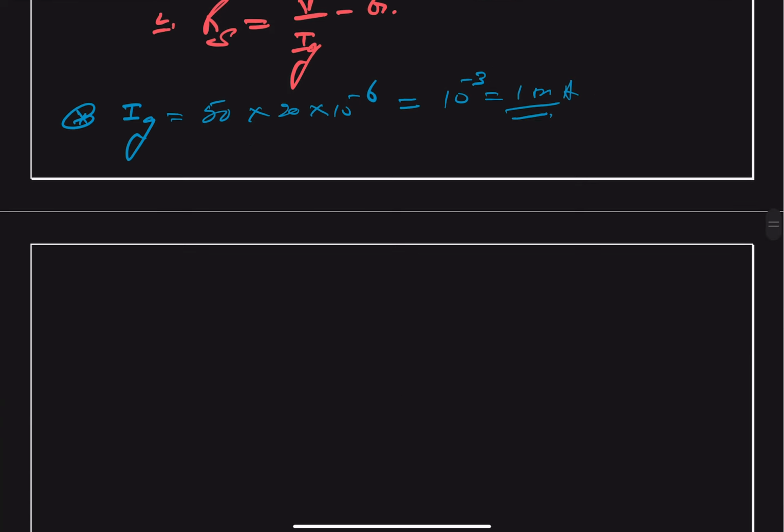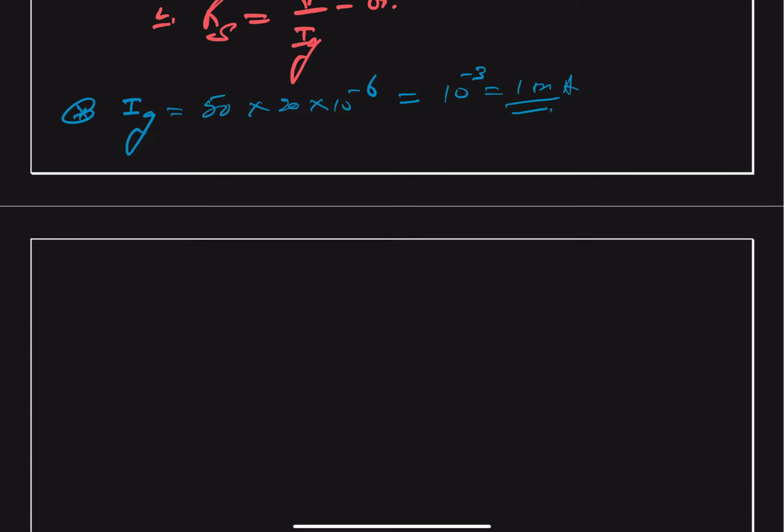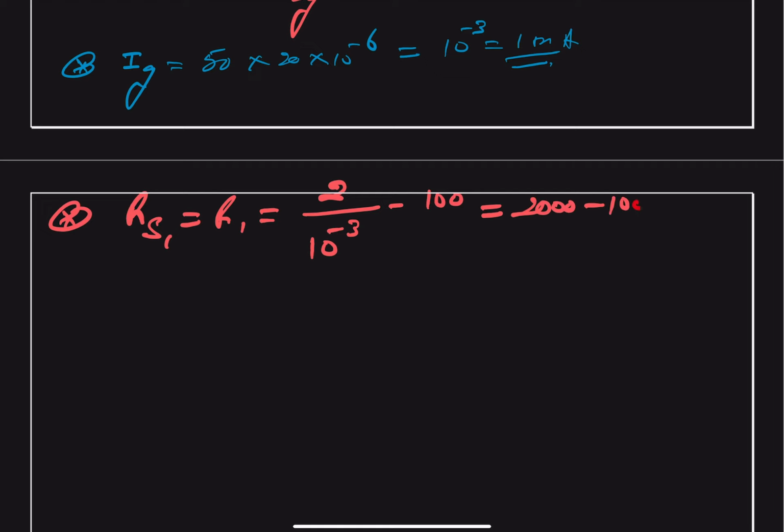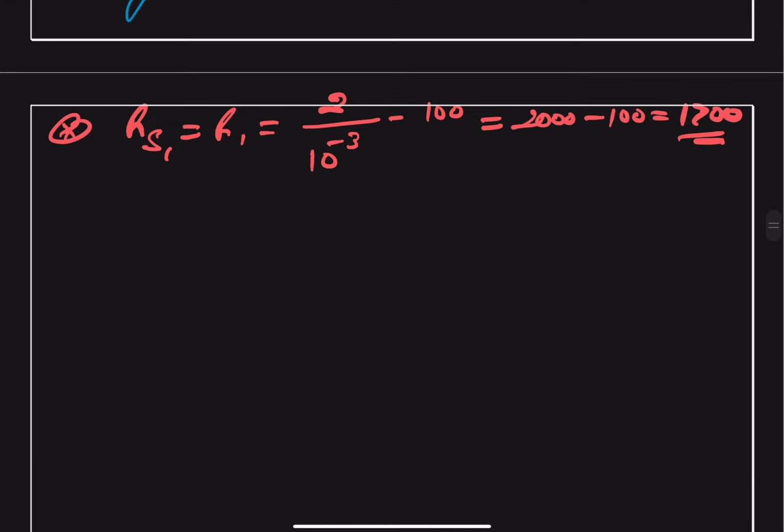Now we have three different voltage ranges. Accordingly, we are going to find out Rs for three different values. So first is Rs1. In this particular case it is written as R1. So we can say R1 is equal to the voltage range. First is 2 volt, divided by 10 to the power minus 3, minus 100, and this comes as 2000 minus 100, coming as 1900.